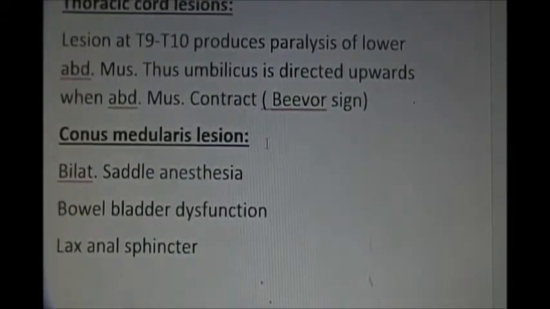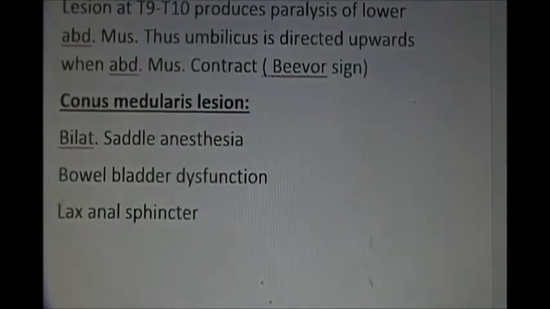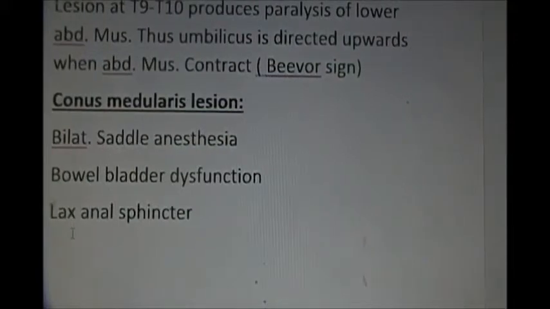The conus medullaris lesion. Conus medullaris, as you know, is the last portion of the spinal cord, and a lesion over there produces bilateral saddle anesthesia. There is bowel and bladder dysfunction, urinary incontinence, and the anal sphincter is lax. This is conus medullaris lesion.